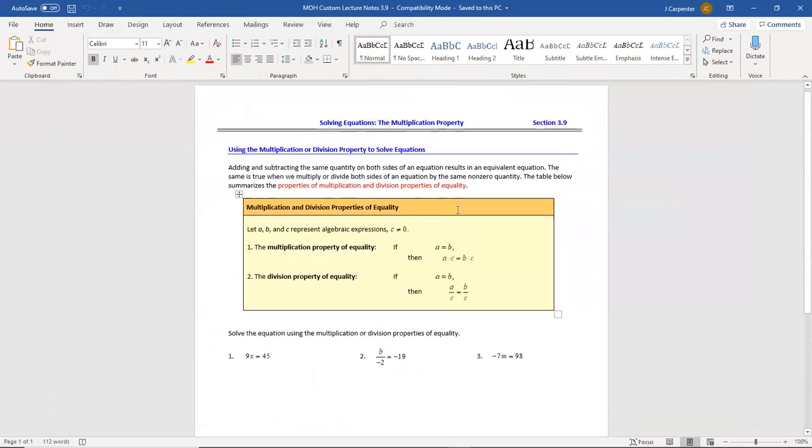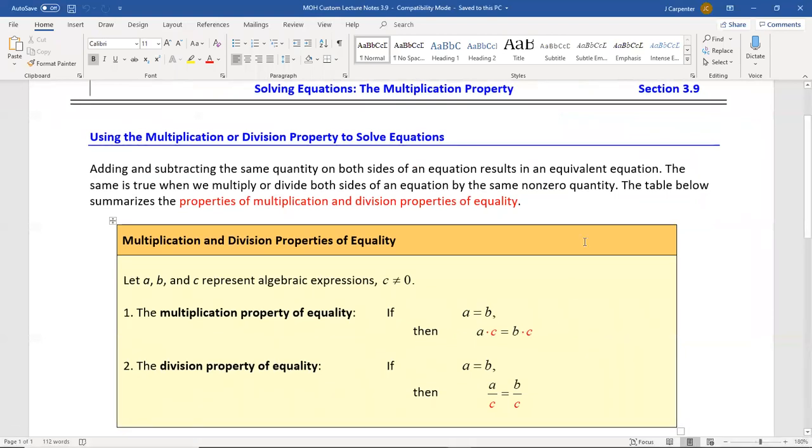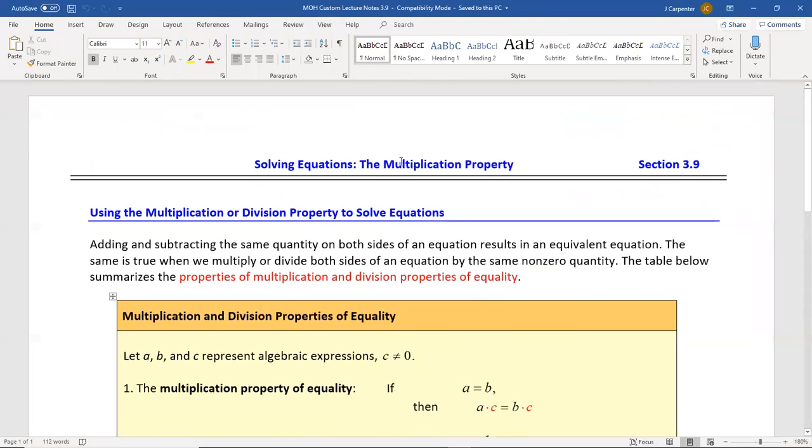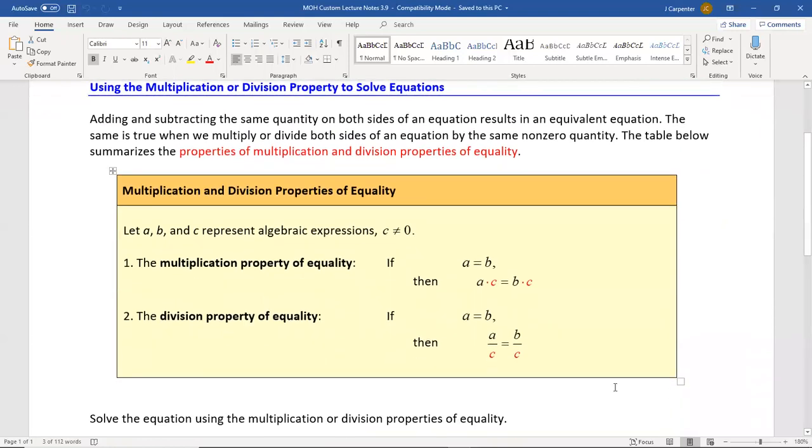All right. 3.9, next section. Solving equations, the multiplication property. So the last section was the addition property, and what we ended up saying was, if you have x plus a number, you need to subtract that number on both sides. If you have x minus a number, you need to add that number on both sides. We are going to apply that same principle to the concept of multiplication and division. So multiplication and division are opposite operations.